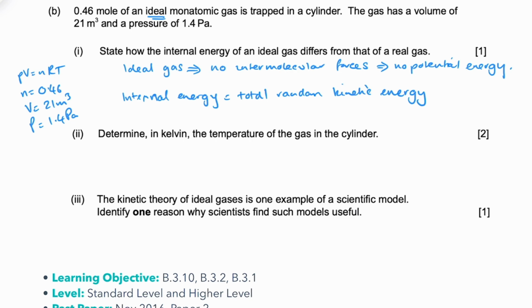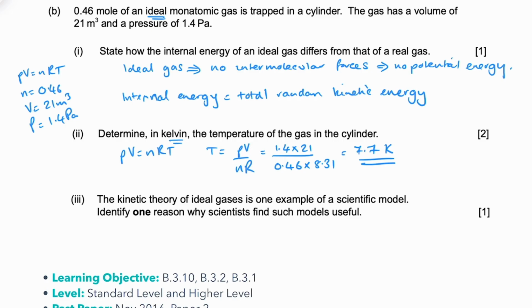B2. Determine in Kelvin the temperature of the gas in the cylinder. Okay, as predicted, we're going to use this. We're going to rearrange for temperature, which is PV over nR. P is 1.4 times V, which is 21, divided by n, which is number of moles, times R, which is a gas constant at 8.31, and that gives us 7.7. The ideal gas law gives your temperature in Kelvin. It's asked for Kelvin, so there's our answer.